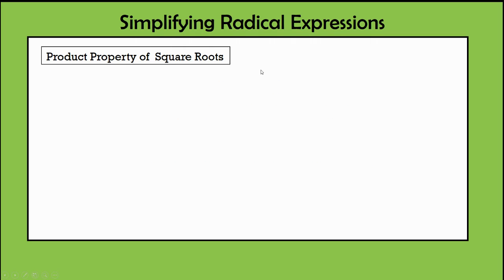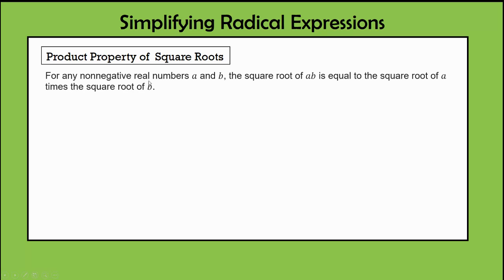We do have this product property of square roots. And what this property is going to tell us is that if we have numbers a and b, and we have the square root of the product of a times b, then this is equal to the square root of a times the square root of b. So it looks something like this. If we have a product under a square root symbol, we can rewrite it as the square root of the first factor times the square root of the second factor.